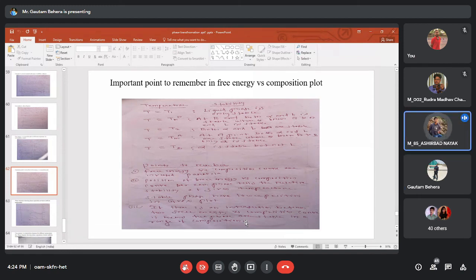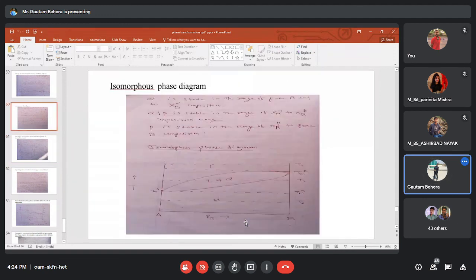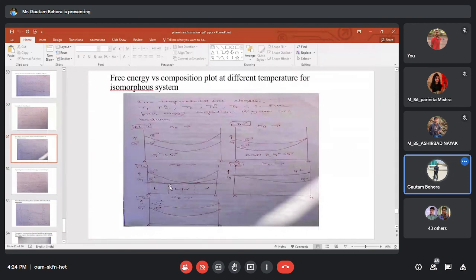So by drawing a tangent. Very good. First of all, you have to draw a tangent to two curves. Then next, after drawing a tangent, what can be done? You have to draw projection to composition axis. Okay, like this. Just have a look. This is a tangent intersecting this curve here. This is the tangent intersecting this curve here. You have to draw projection to composition axis, and that will tell you about the range of stability.